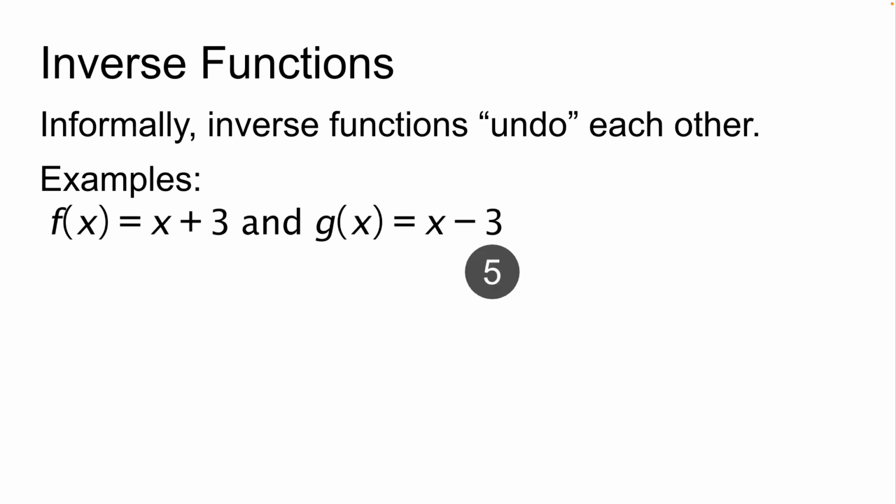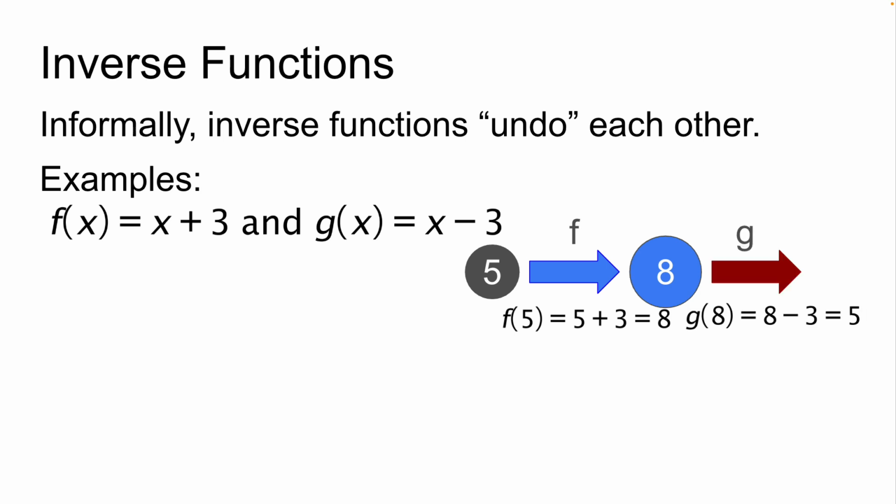but let's look at how they reverse the process. Let's take a value for x, like let's say 5, and let's put it through our f function. f takes 5, adds 3, and we end up with 8. And now let's take that result and put it through our g function. So g would take 8 and subtract 3, and we end up back where we started at 5. So g reverses the process of what f did. g is undoing the effect of the function f.